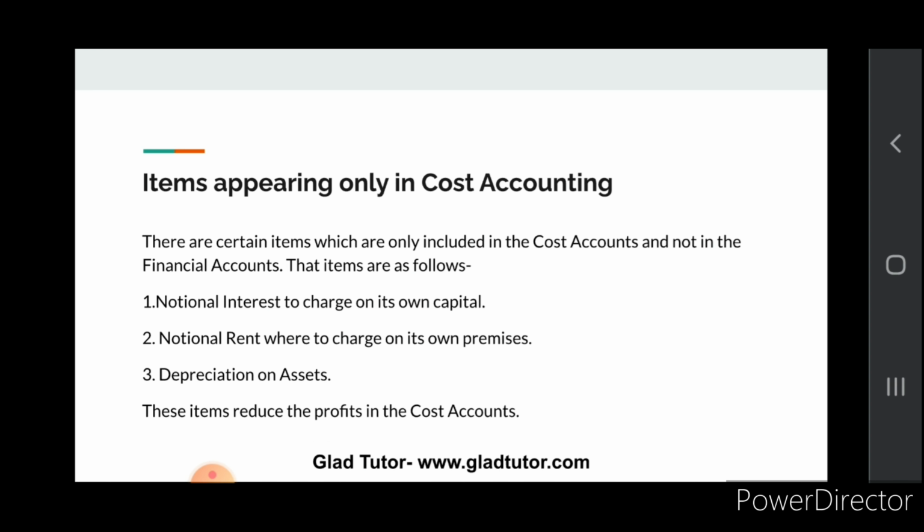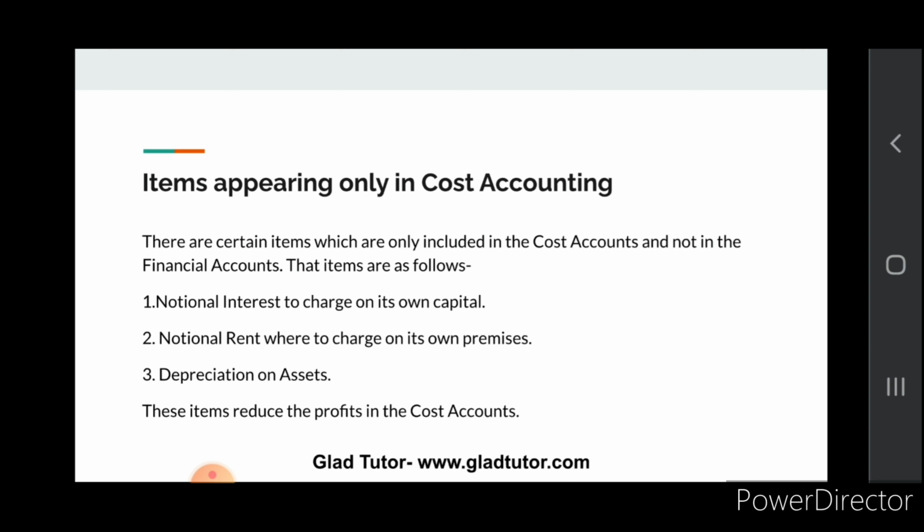Now come to the items appearing only in cost accounting. There are certain items which are only included in the cost account and not in the financial account. The items are as follows. First one is the notional interest charge on its own capital. So companies, whenever they start a new product, assume that they are giving loan to themselves, and they start charging interest on their own capital. So they also add it in the cost accounting.